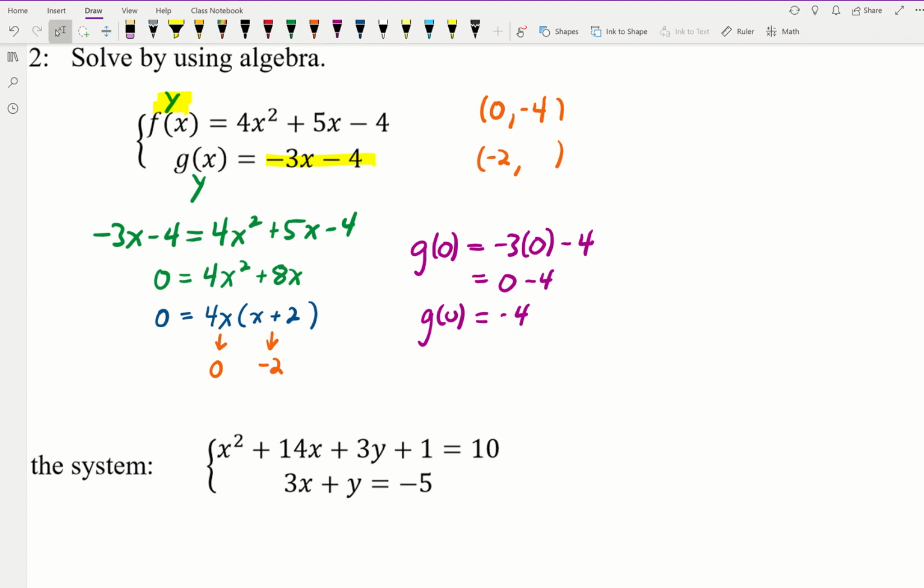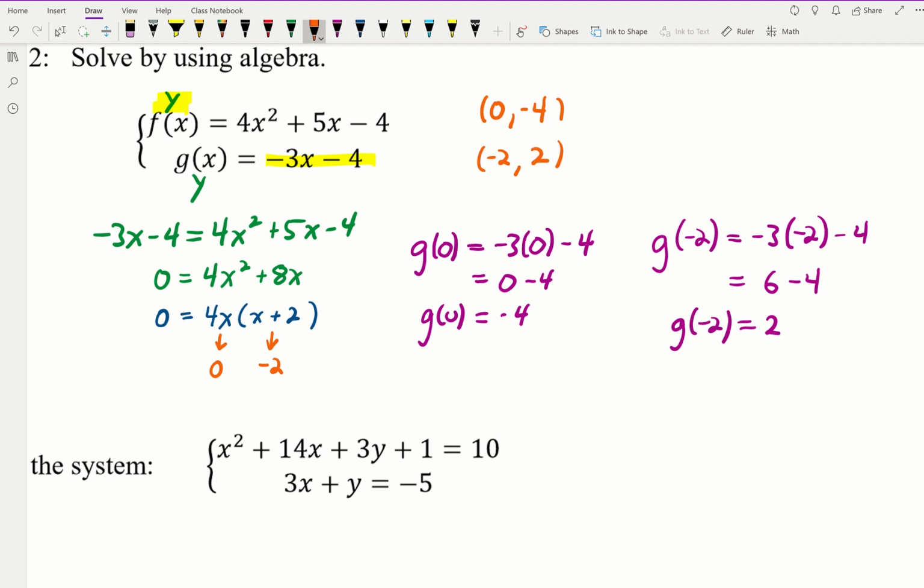I also am going to do g of negative 2. So this becomes negative 3 times negative 2 minus 4. Negative 3 times negative 2 is 6. 6 minus 4 is 2. So g of negative 2 is 2. And those become the solutions to the system. Okay. So there's an example where we did the substitution method using those systems.